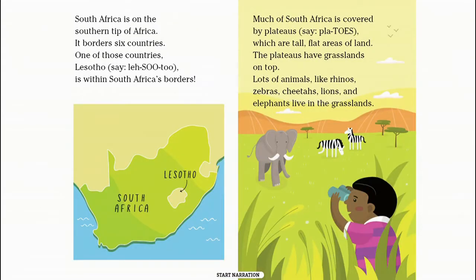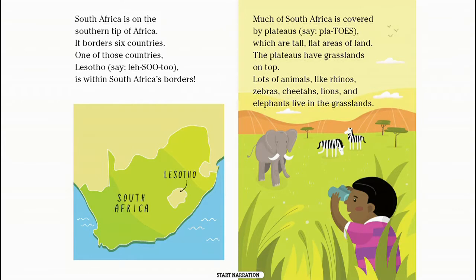South Africa is on the southern tip of the continent of Africa. It borders 6 countries. 6 different countries touch South Africa. Lesotho is within South Africa's borders. It's like a little island inside of South Africa, see? It's just right in the middle of the country. Lesotho, the country, is just right in the middle of the country of South Africa.